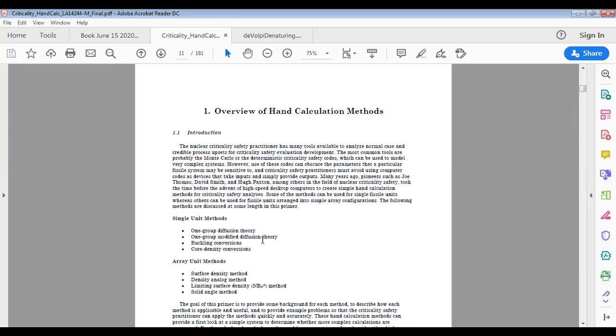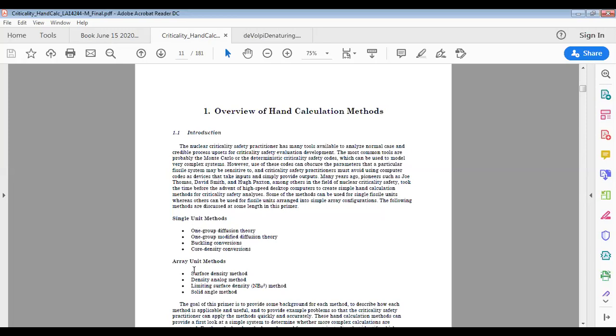Now what does modified diffusion theory, one group, mean? It means that you have the non-leakage probability e to the minus B squared tau, and you have the thermal non-leakage as 1 over 1 plus L squared B squared. So you combine the L squared and the tau, and you say that for large reactors it is M squared, a migration area equivalent, and you get an answer much better than what you would get from a simple one group application. Now, this is for single unit methods.